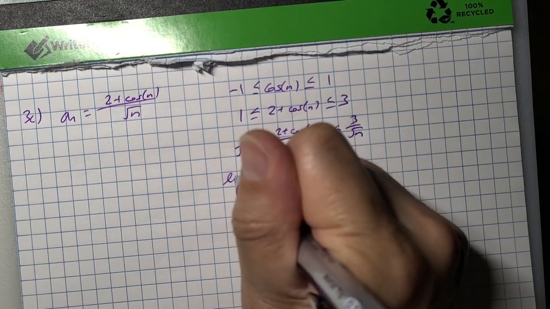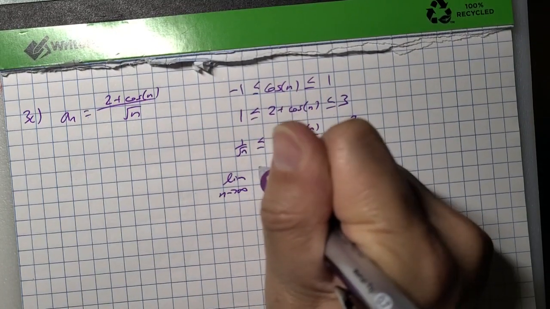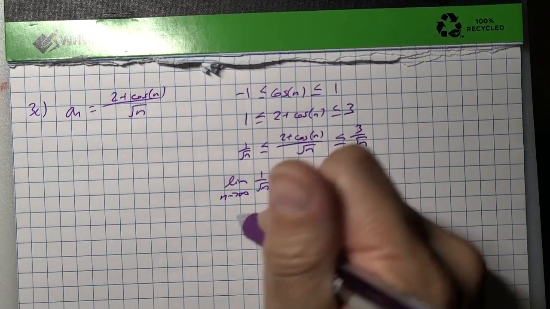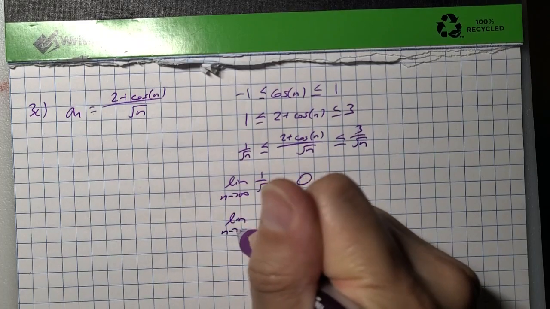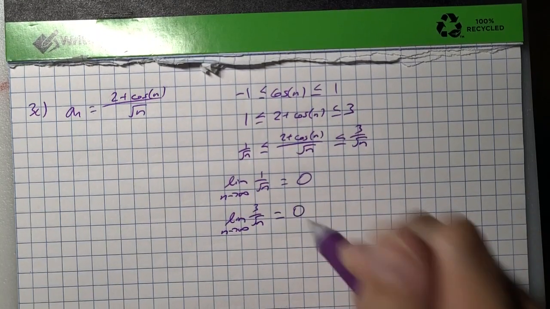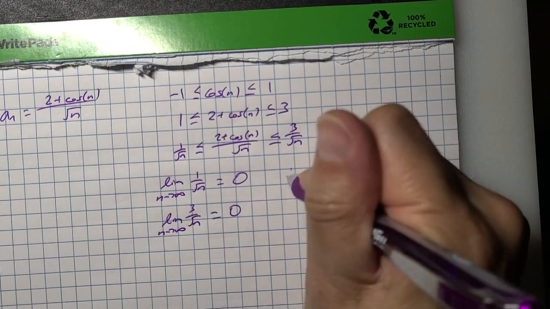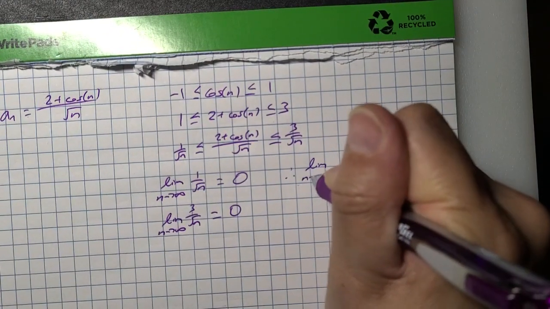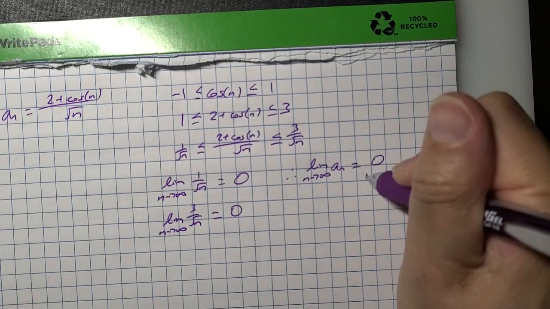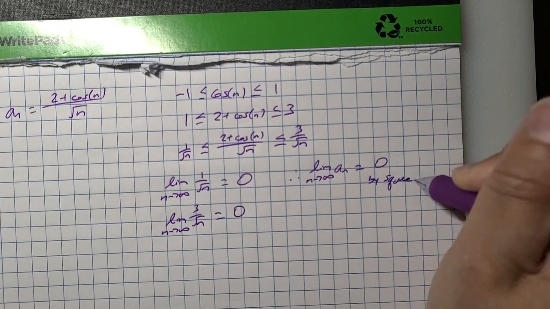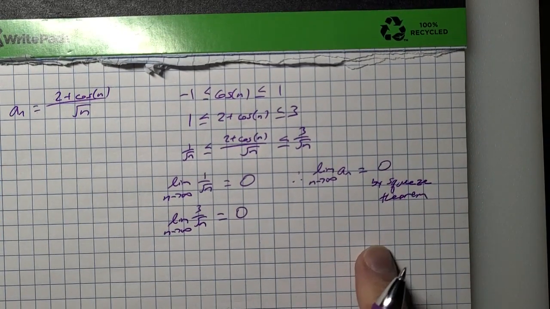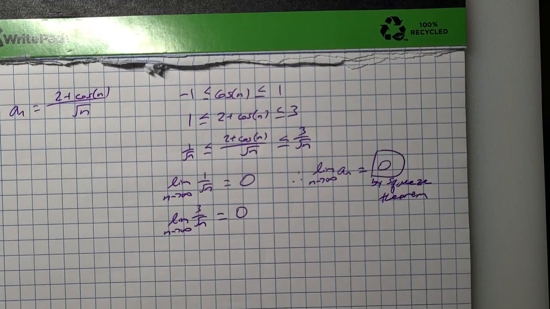We know that limit as n goes to infinity of 1 over square root of n, that's simple, that's 0. And we know limit as n goes to infinity of 3 over square root of n, that's also easy, that's 0. So therefore, limit as n goes to infinity of a sub n is also 0 by squeeze theorem. You should write squeeze theorem. So it converges to 0.